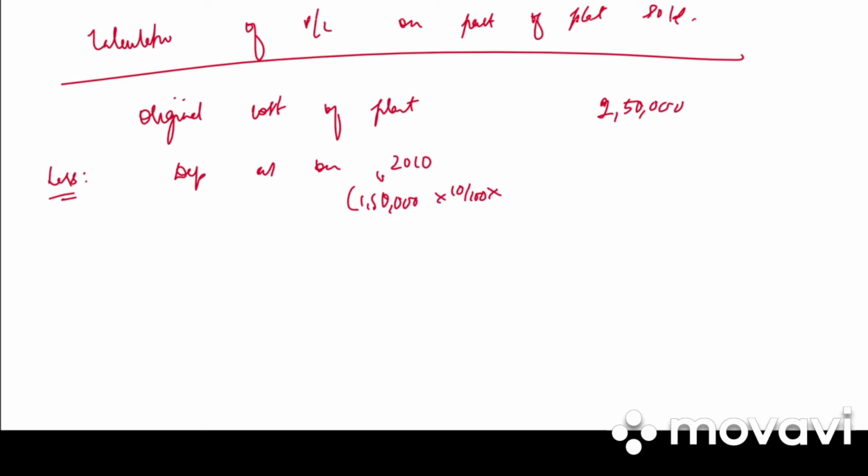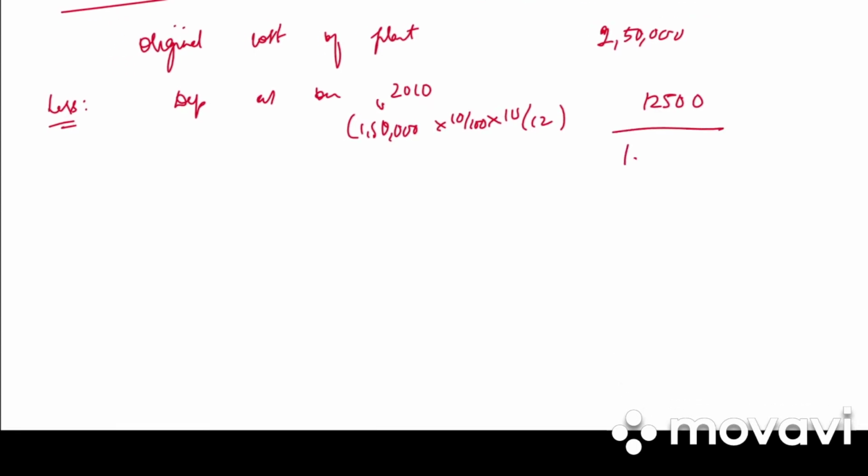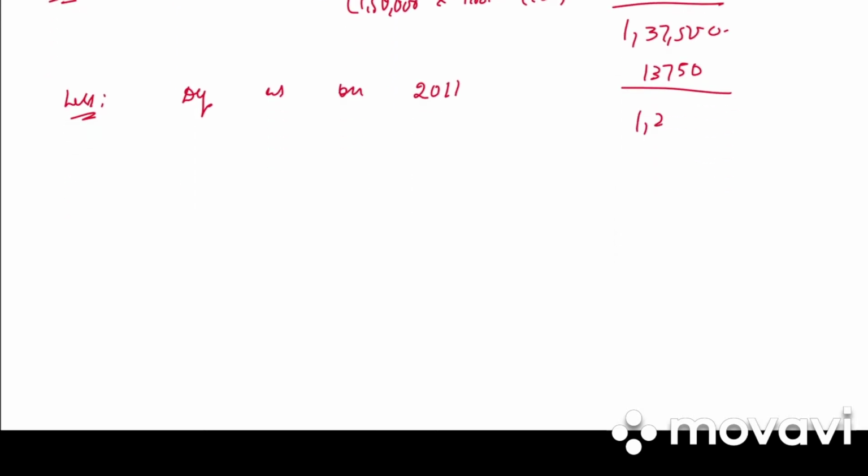So 1,50,000 into 10 by 100 into 10 by 12. It is 12,500. We get 1,37,500. Again less depreciation as on 2011. So 1,37,500 minus 10%, we get 13,750. So 1,23,750. Then we have depreciation as on 1st December 2011. So it is 1,23,750 into 10 by 100.